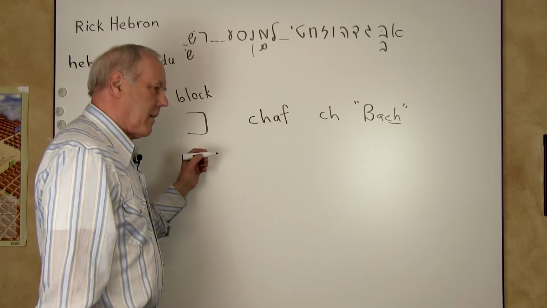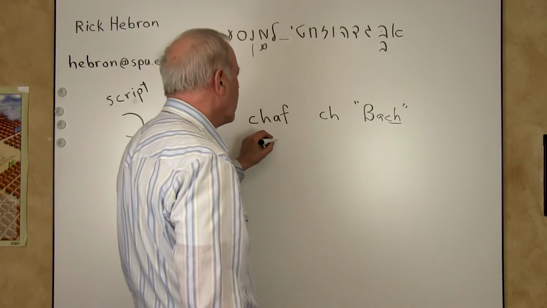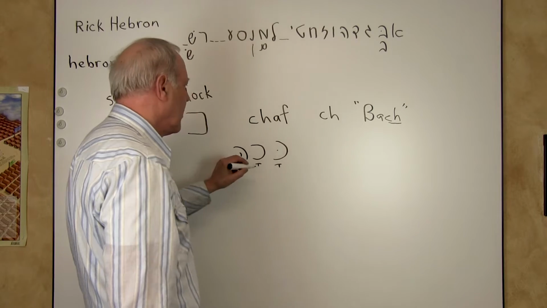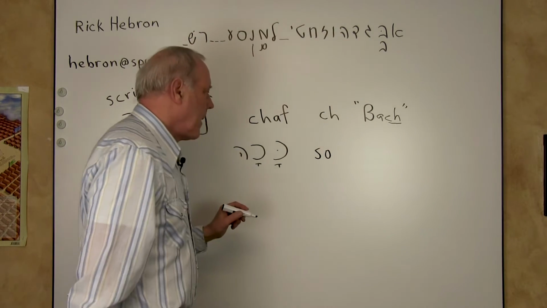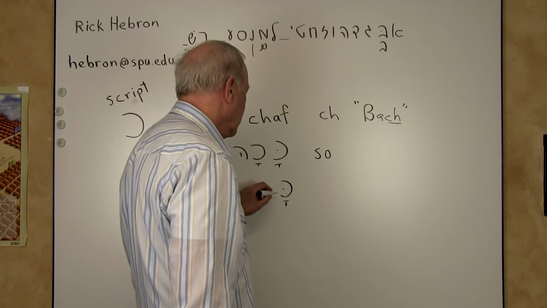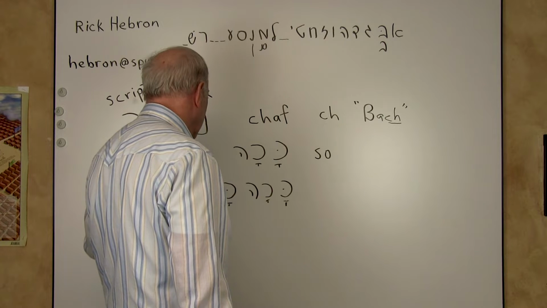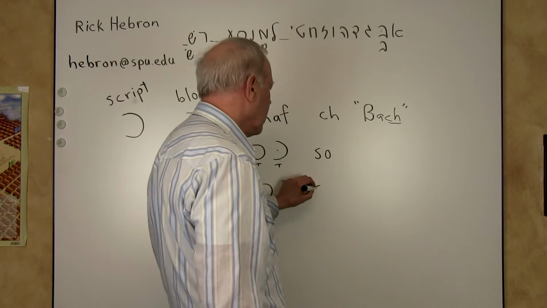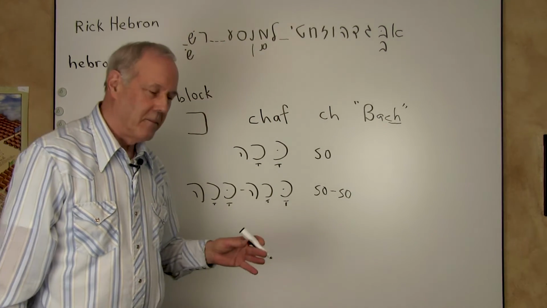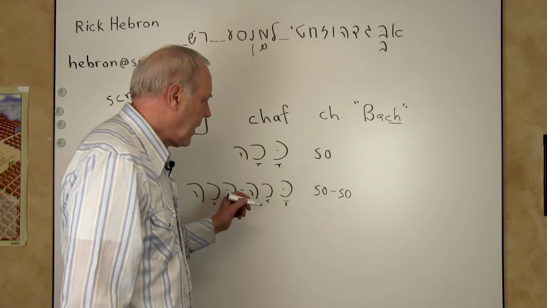We learned that sound when we learned the chet. So we've got the word kacha. Kacha means so. And if we put them together, we can go kacha, kacha. Kacha kacha means so so. Not good, not bad. Somewhere in the middle. Kacha kacha. And then the word for now is achshav.